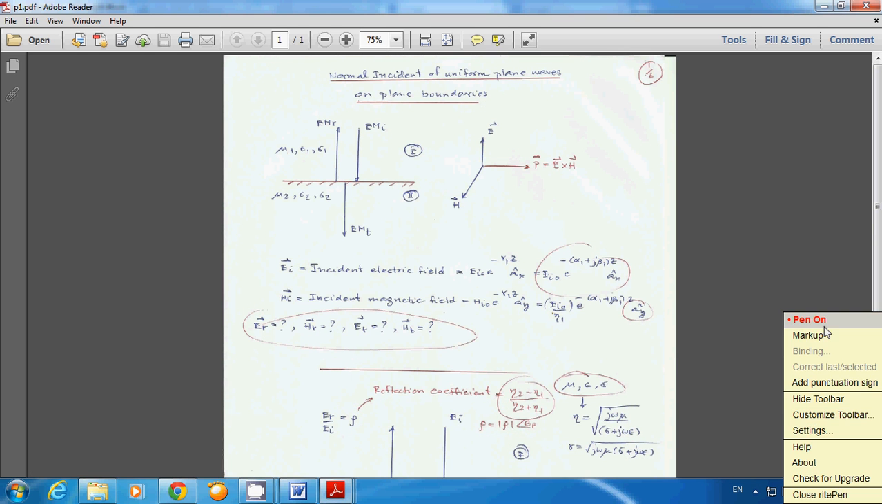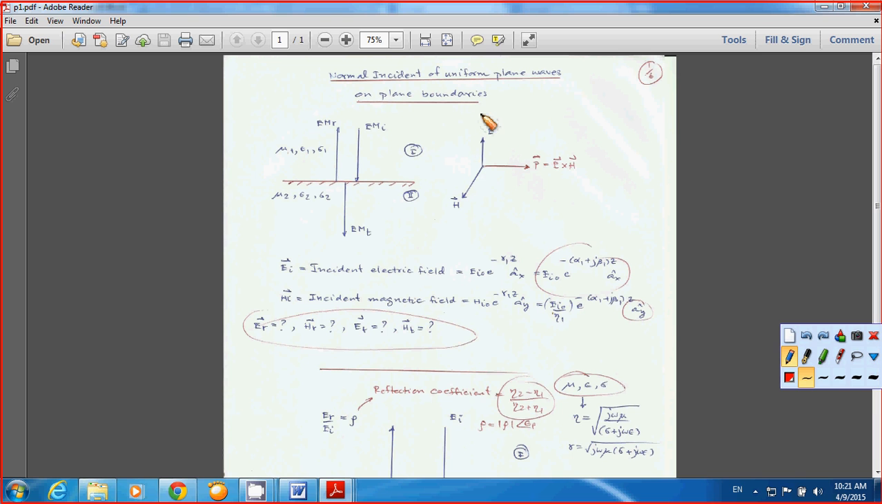First of all, from the last time I mentioned all the parameters that are associated with media, in terms of mu, epsilon, and sigma. This will give you the propagation constant, gamma, and also the intrinsic impedance of a medium. Okay, so that explains the properties of waves in terms of gamma and eta.